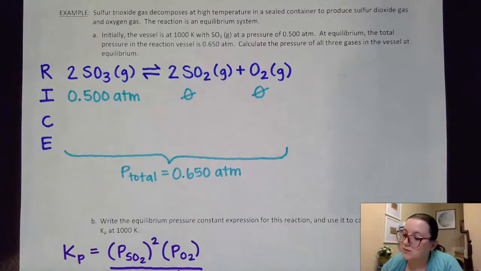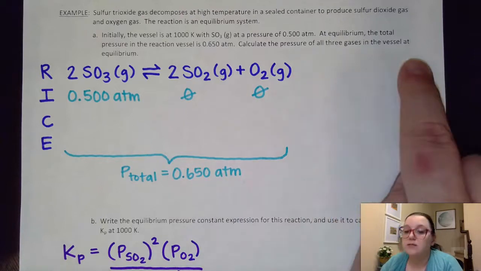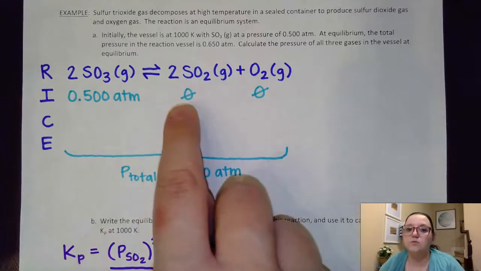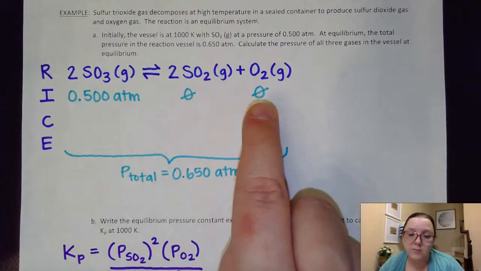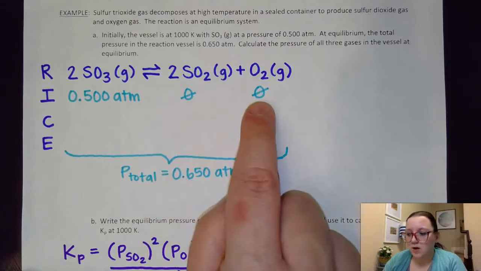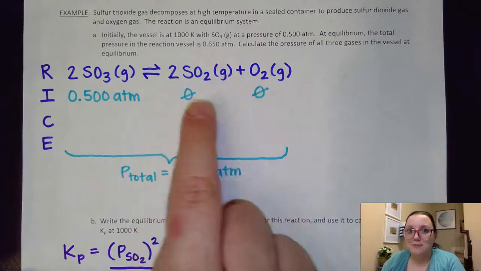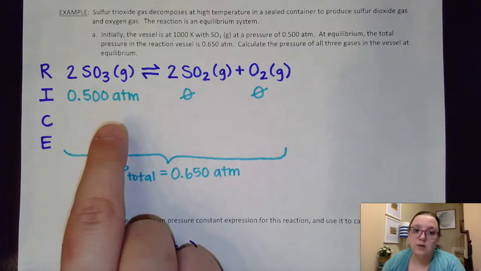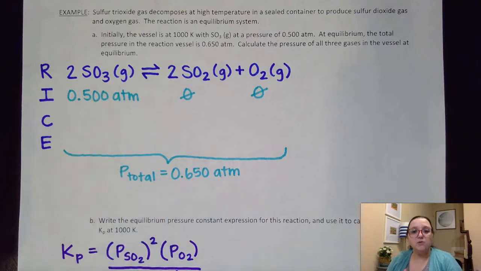And what they want us to do is to calculate the pressure of all 3 gases in the vessel at equilibrium. Now you notice they did not mention the pressure of SO2 and O2 at the beginning of this. They didn't mention an initial pressure. So again, our assumption would be that those are both starting off at 0. And that's important because what that means is throughout the course of this reaction, if this side is starting at 0, these pressures are going to have to go up. But that means this pressure is going to have to go down. And so that's going to help me figure out what those changes are.